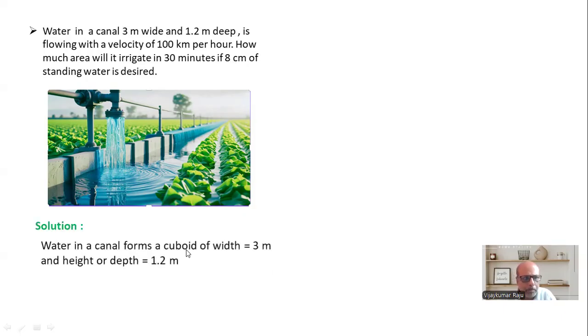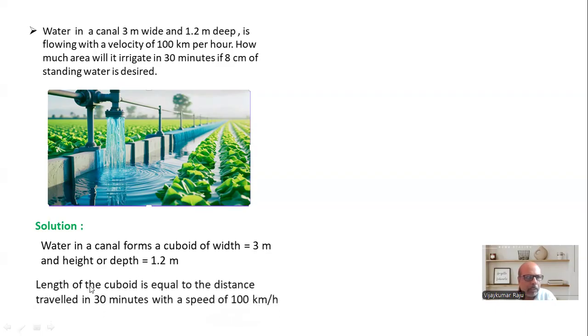Solution. Water in a canal forms a cuboid of width 3 meters and height or depth 1.2 meters. So when you say canal, it is a cuboidal shape. That's why we say it forms a cuboid of width 3 meters and height or depth 1.2 meters. Length of the cuboid is equal to the distance traveled in 30 minutes with a speed of 100 kilometers per hour. Now you know water is flowing in the canal at a speed of 100 kilometers per hour.